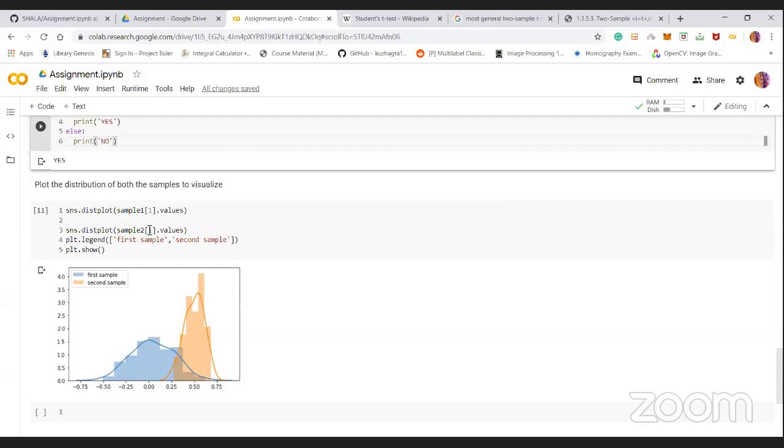If you do the distribution plot of both the samples, this blue curve is the first sample and the orange curve is the second sample. You can see both have slightly different means and both sort of look like Gaussian.